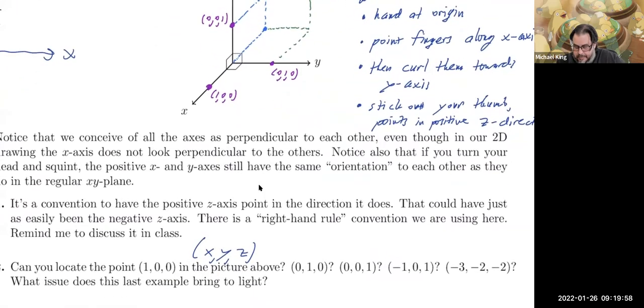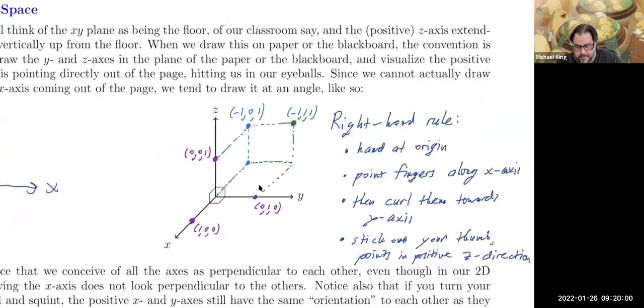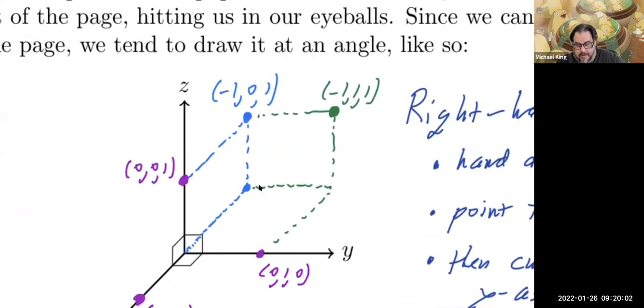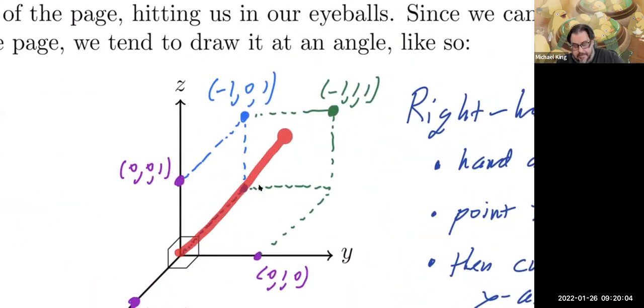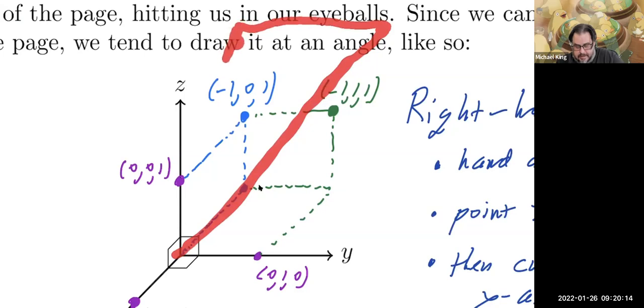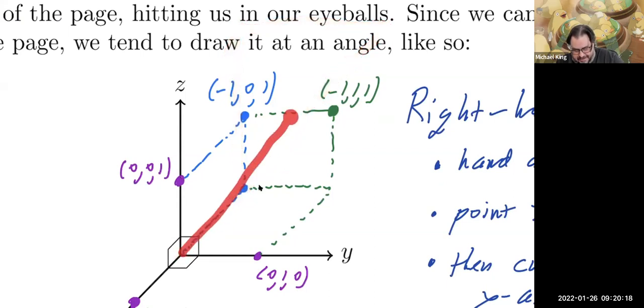And that was, I think, with minus 3, minus 2, minus 2. Well, if I try to go minus 3 in this direction, minus 2 in this direction, and then minus 2 in this direction, then it might actually be behind the origin from where we're looking at.